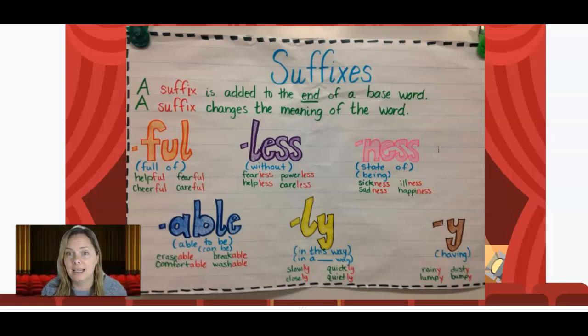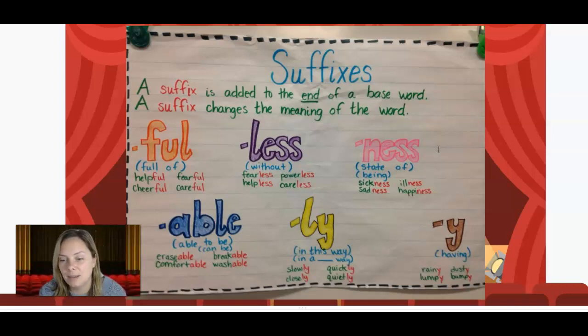Ness at the end, a state of being. Sick or sickness. Sad or sadness. So it's just a way that the person is. Ill, illness. Happy, happiness. And able, able to or can be. Comfortable, able is at the end. Breakable, it's able to be broken. Washable, it's able to be washed.